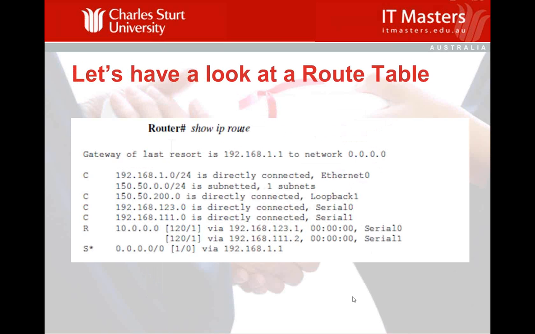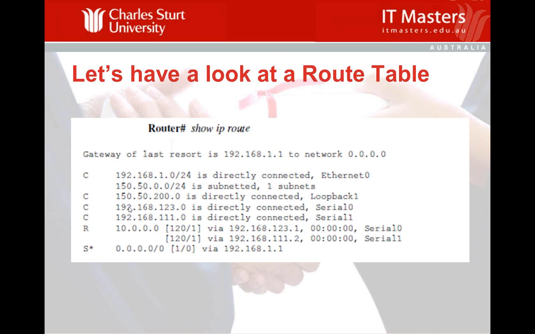Okay, so let's have a look at a route table. If we're on a real router, and we will be shortly, and we do a show IP route, it gives us a bucket load of information. First of all, you can see the network prefixes, 192.168.1.0/24, is directly connected to Ethernet 0. Directly connected means its administrative distance is 0. And down here where we've got the C, that means all these networks are directly connected. So this one's directly connected to loopback 1. This one here, 192.168.1.2.3, is directly connected to serial 0.